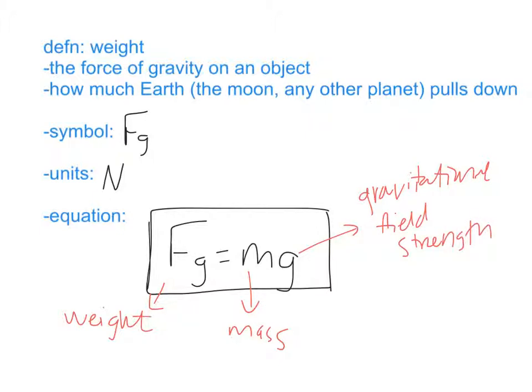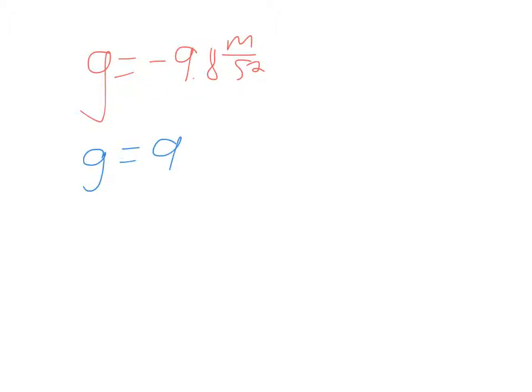So how is that different than acceleration due to gravity? It's not. The only thing that's going to be different are the units. So we already knew that g was equal to negative 9.8 meters per second squared. When dealing with forces, and this was when it was the acceleration due to gravity, when dealing with forces, g is going to be 9.8 newtons per kilogram. A newton per kilogram is the same exact thing as a meter per second squared.